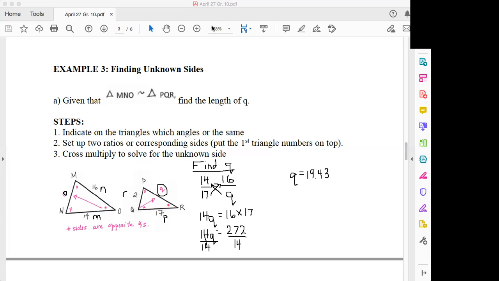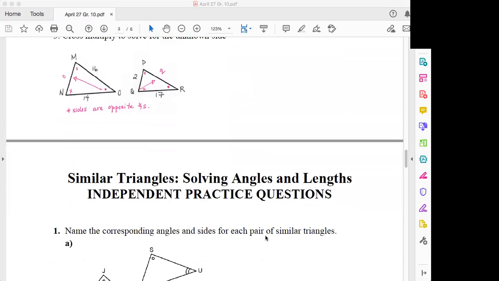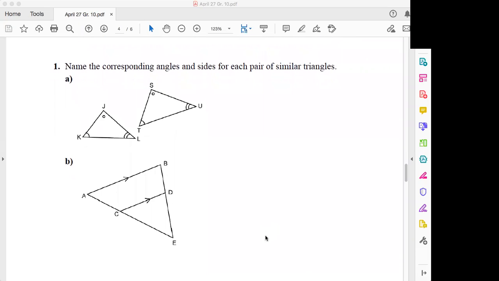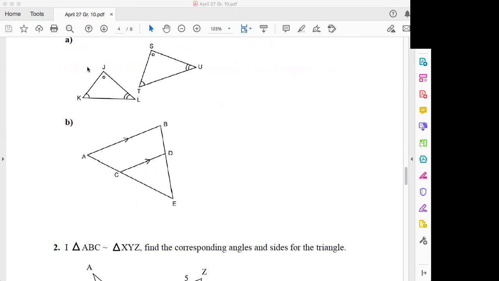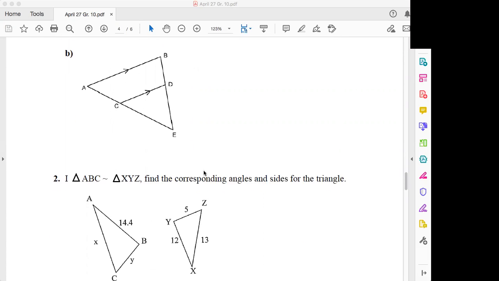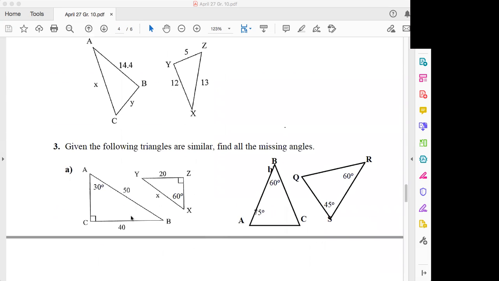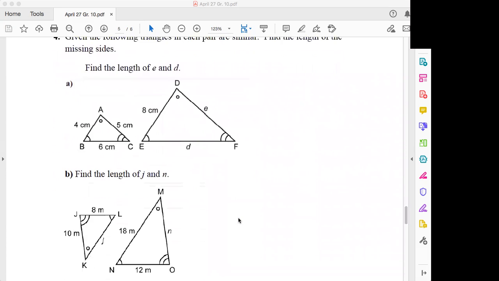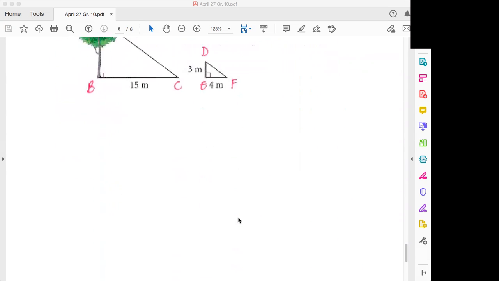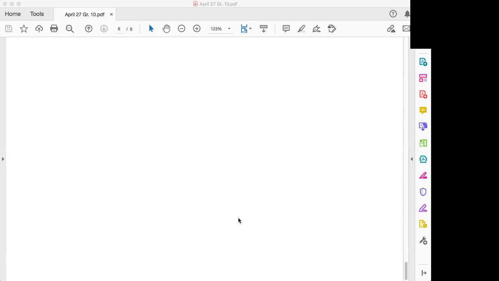So I'm going to clear this off. And then you've got independent questions here. Name the corresponding angles and sides. You don't really need to do math for that. All you need to do is do your writing. So angle S corresponds to angle J. It is nice because in some of these, they give you the symbols to show you which one's which, so that'll help you out. And then here you're going to have to cross multiply, do your ratios, same thing that we just did. So you've got quite a few questions to practice with, which will be super helpful for you guys. Good luck.